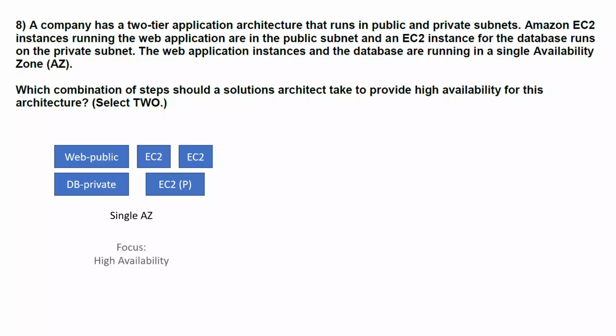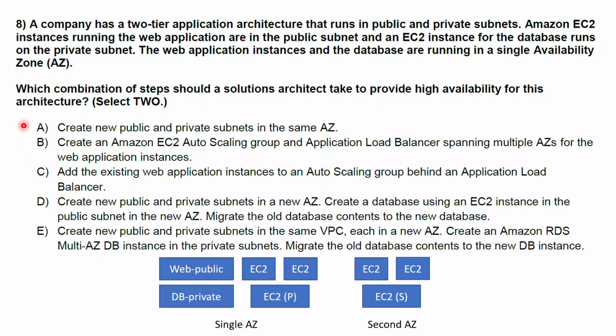So we need to come up with a solution that provides high availability. We need to pick two choices. So to improve availability, we need to spread out our infrastructure across another availability zone. For web servers, we can deploy additional instances in the second AZ. Similarly, for the database, we need to run a standby instance in the second AZ. Let's look at our options. So choice A asks you to create new public and private subnets in the same AZ. We don't need another public and private subnet in the same AZ. We need them in a different availability zone.